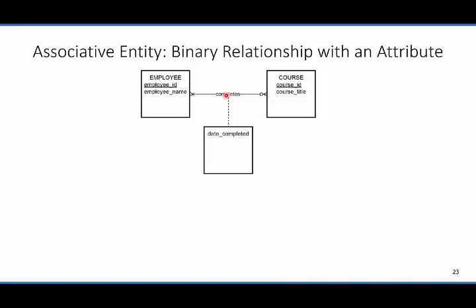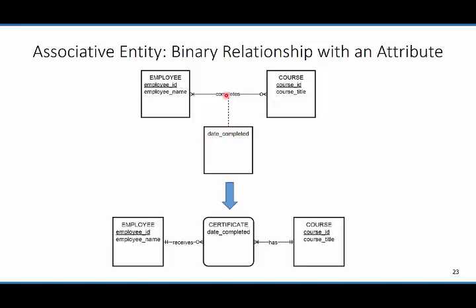How do we convert this to an associative entity? What we do is we take the employee and course entities and model them the same. Then we're going to take the attributes of the relationship and we're going to model them as a separate entity called the associative entity. So here we'll call it certificate, and we'll put date completed as an attribute inside of the associative entity. Also notice that it has rounded corners. Then we're going to take the cardinality that exists here and put it on the opposite side. We're going to take the cardinality that exists here and put it on the opposite side.